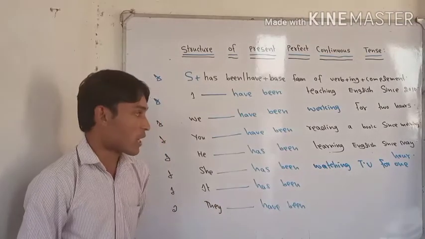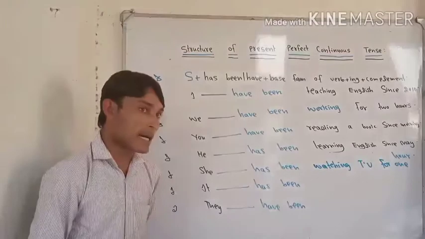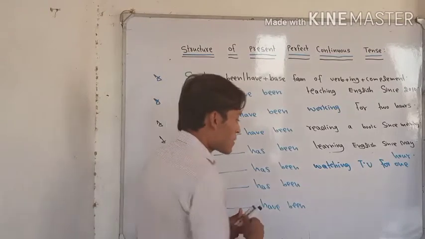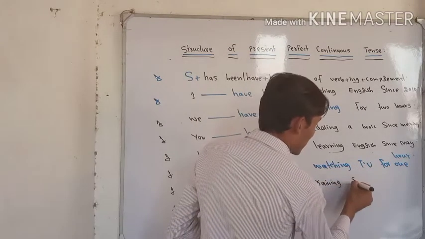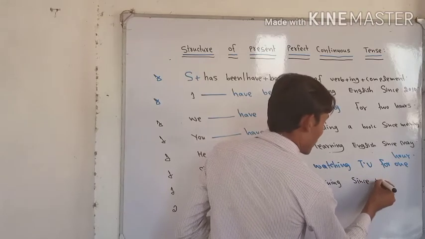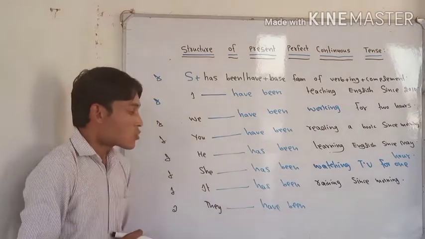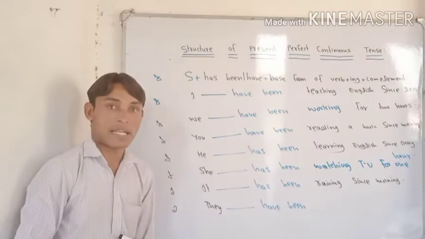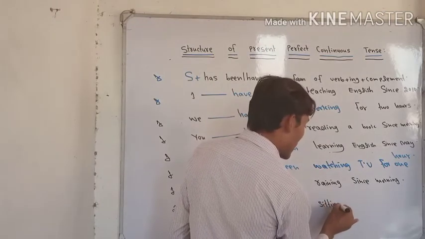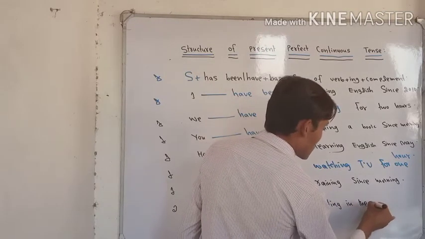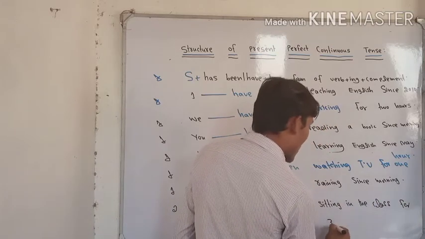Now if we talk about rain, for example, the rain began in the morning and it still continues. So we say that it has been raining since morning. Now if we talk about another one, I say that they have been sitting in the class for 3 hours.